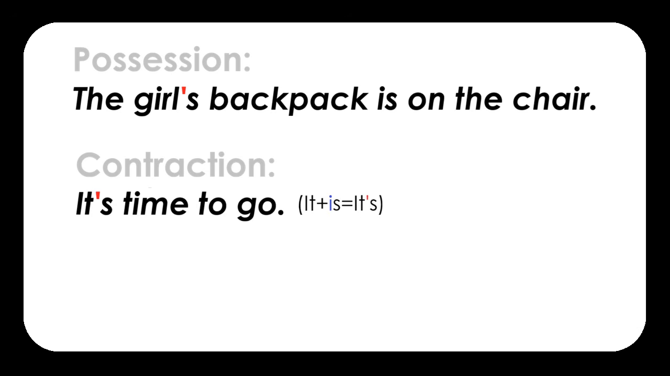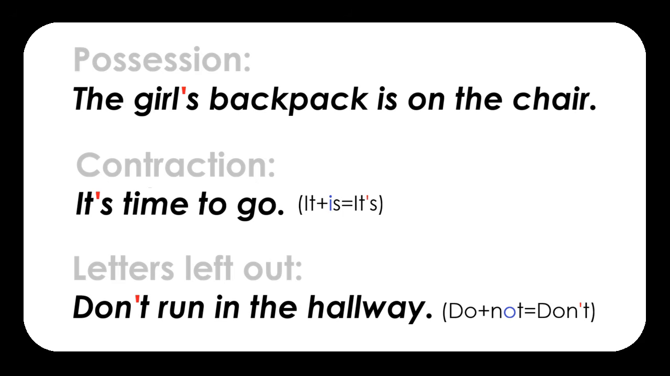It's time to go. It is becomes it's. Remove the letter i from the word is and replace it with an apostrophe to form the contraction it's. Don't run in the hallway. Do not becomes don't.